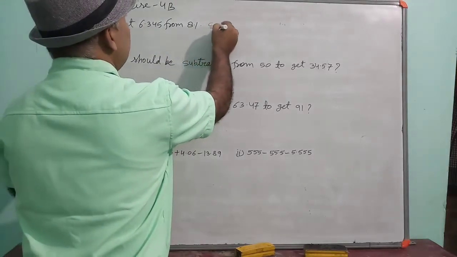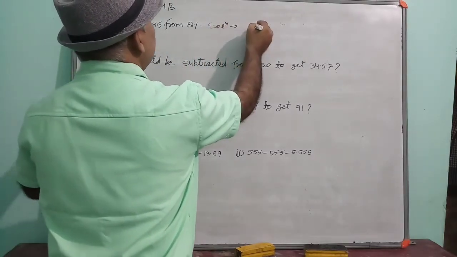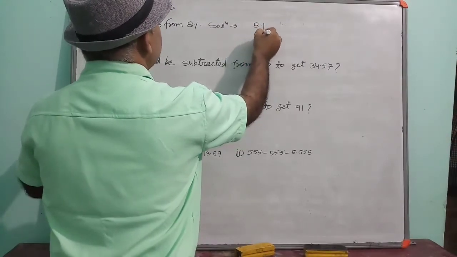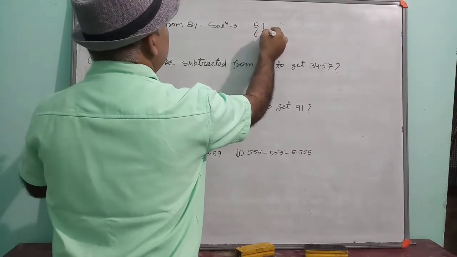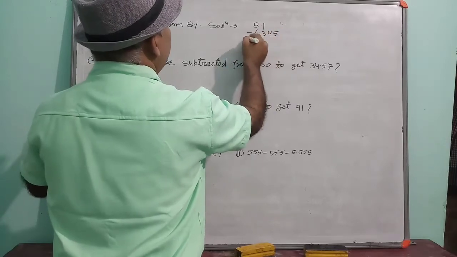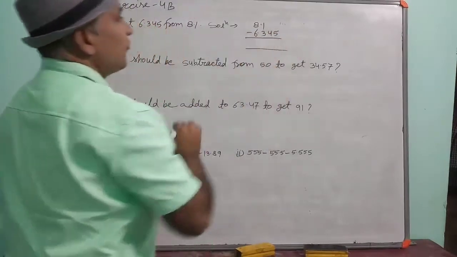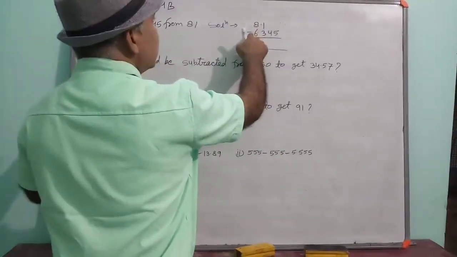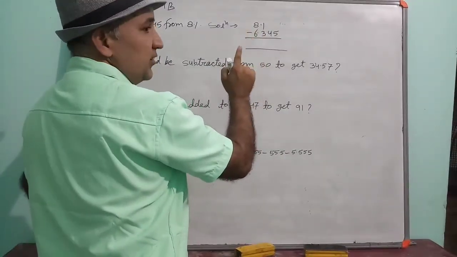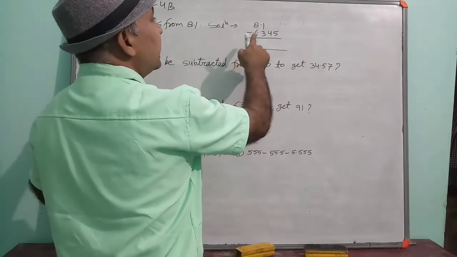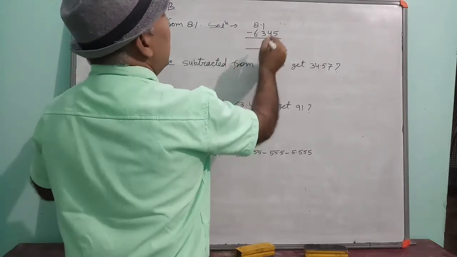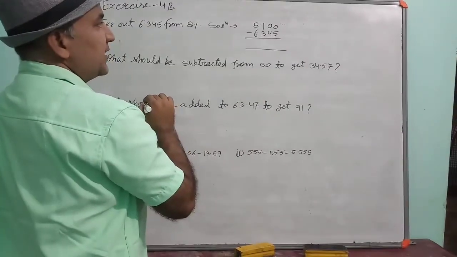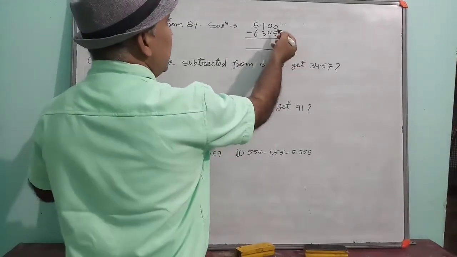So how to solve it? See the solution. From 8.1 we will subtract 6.345. To subtract, you are watching that both the numbers are not in like decimals. So first you will convert it into like decimals. And how you will convert? By increasing zeros. See, in this way. Now subtract and get your answer.